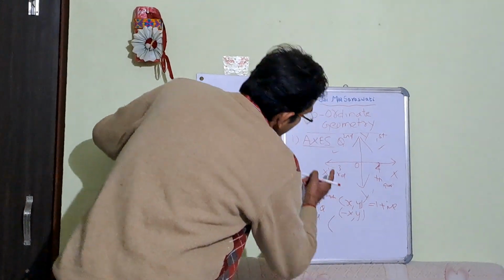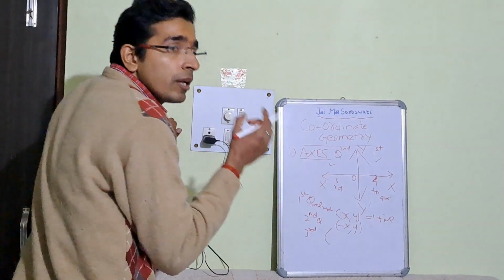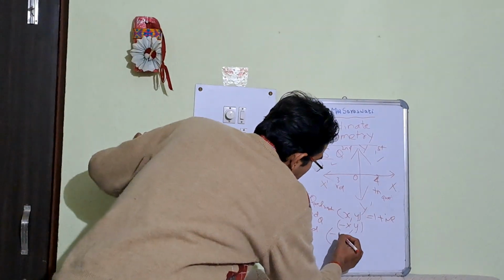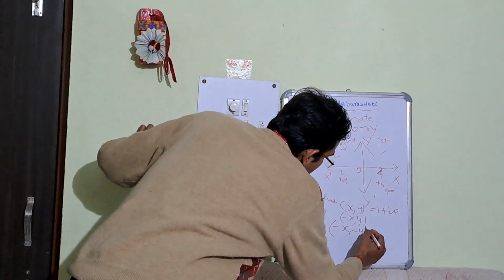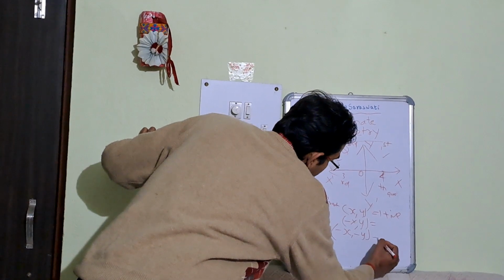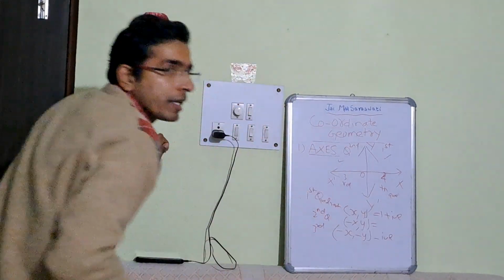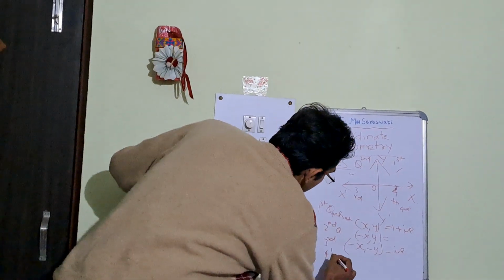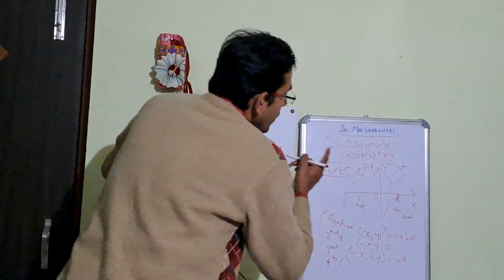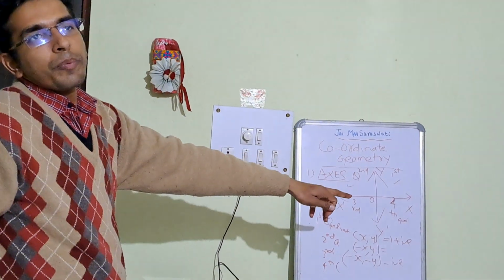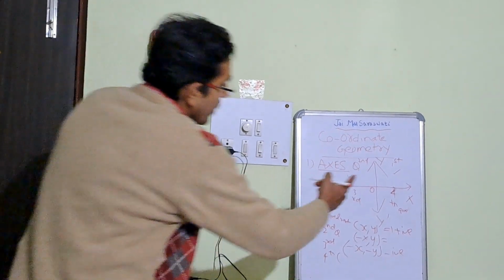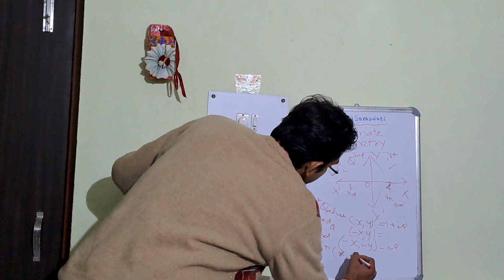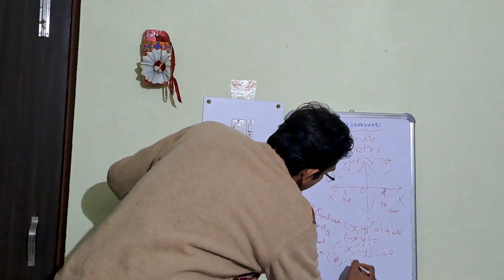In the third quadrant, both x and y will be negative. Both the coordinates, minus x and minus y, will be negative. In the fourth quadrant, only the y coordinate will be negative and the x will be positive. In the fourth quadrant, the x value will be positive and the y coordinate will be negative.